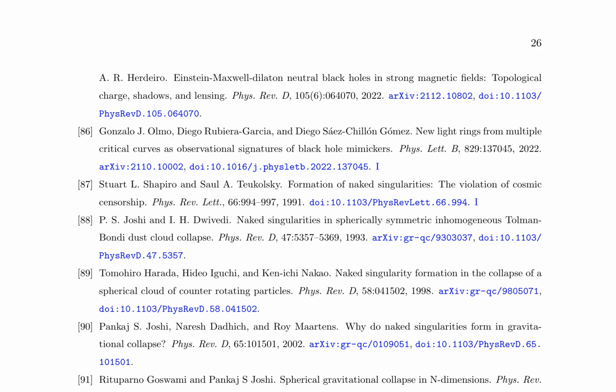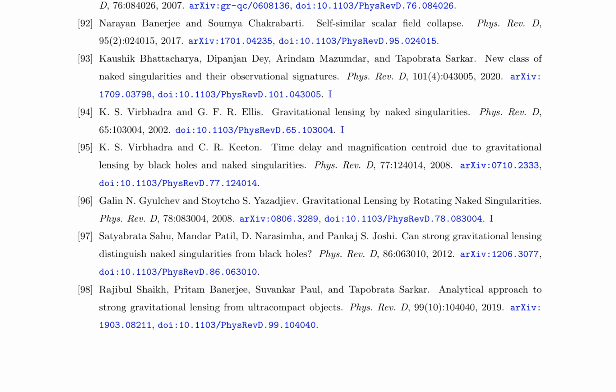Rotating naked singularities, studied in the context of Einstein-Maxwell dilaton theories, can produce multiple critical curves and caustics, leading to complex lensing patterns that could be used to identify them. Strong magnetic fields play a crucial role in the formation of naked singularities, as they can lead to the formation of topological charges and shadows around these singularities, further highlighting their potential for detection.